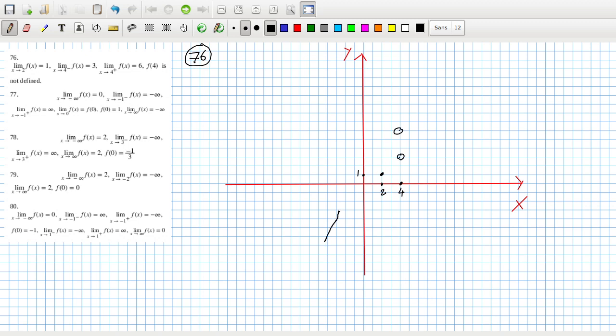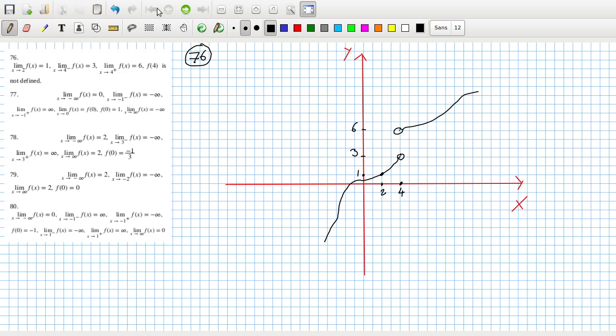So I don't know, we could draw some graph like this. I think that would do the job. So at 2, we definitely get 1, and then at 4 from the left we get 3, but then at 4 from the right we get 6. So I think that's okay.